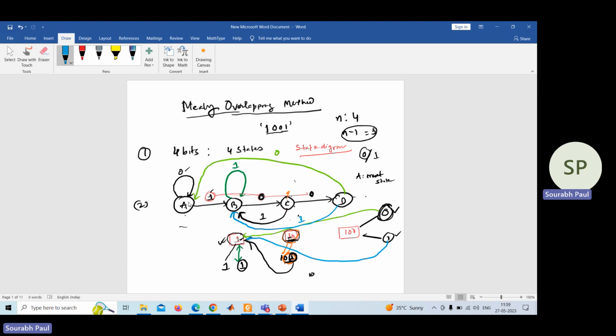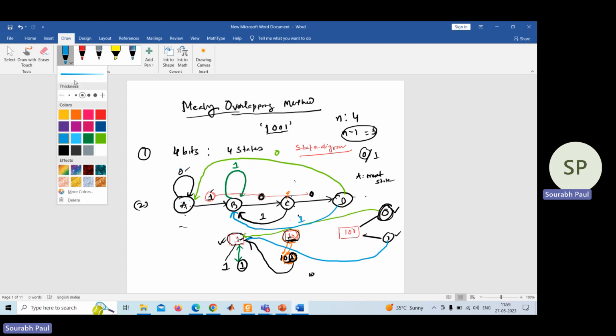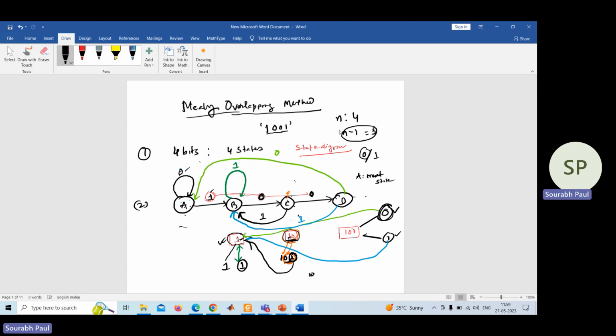Okay. Now start from the first state, the A state. So A has a self loop. You have given the input of 0. So what does it mean? Has it detected 1001? No. So the output is 0. Now come to the B state. From A to B, what is the input you have applied? 1. Has it detected the entire combination 1001? No. So the output is 0.